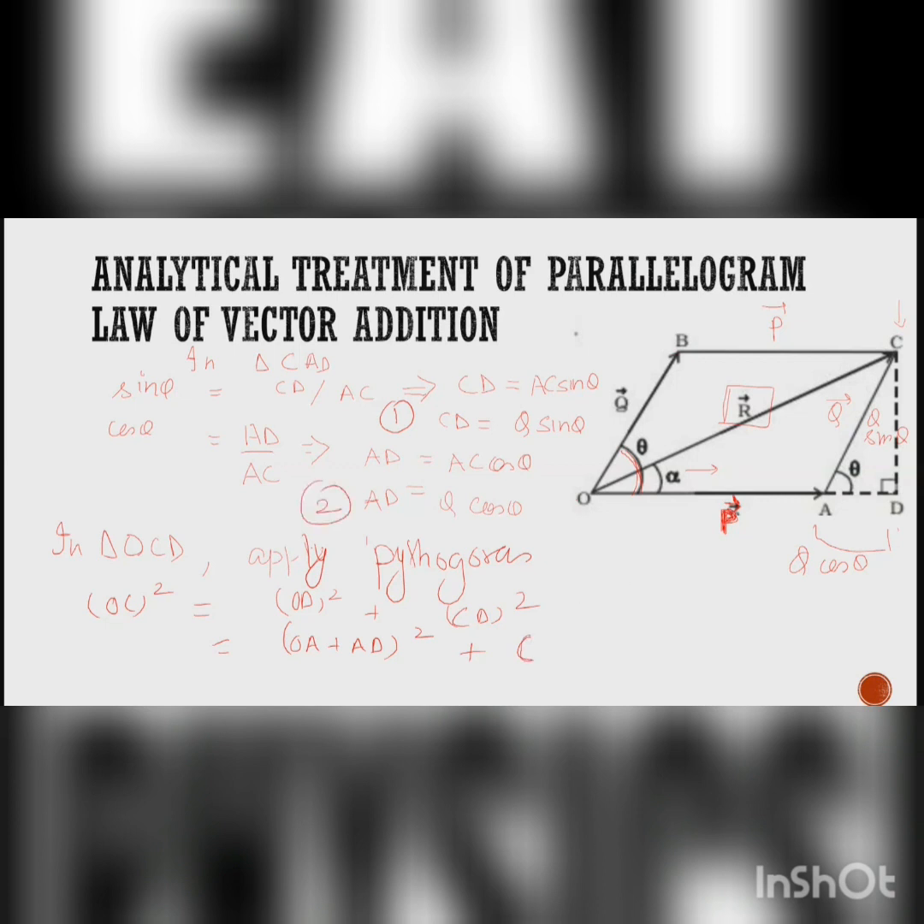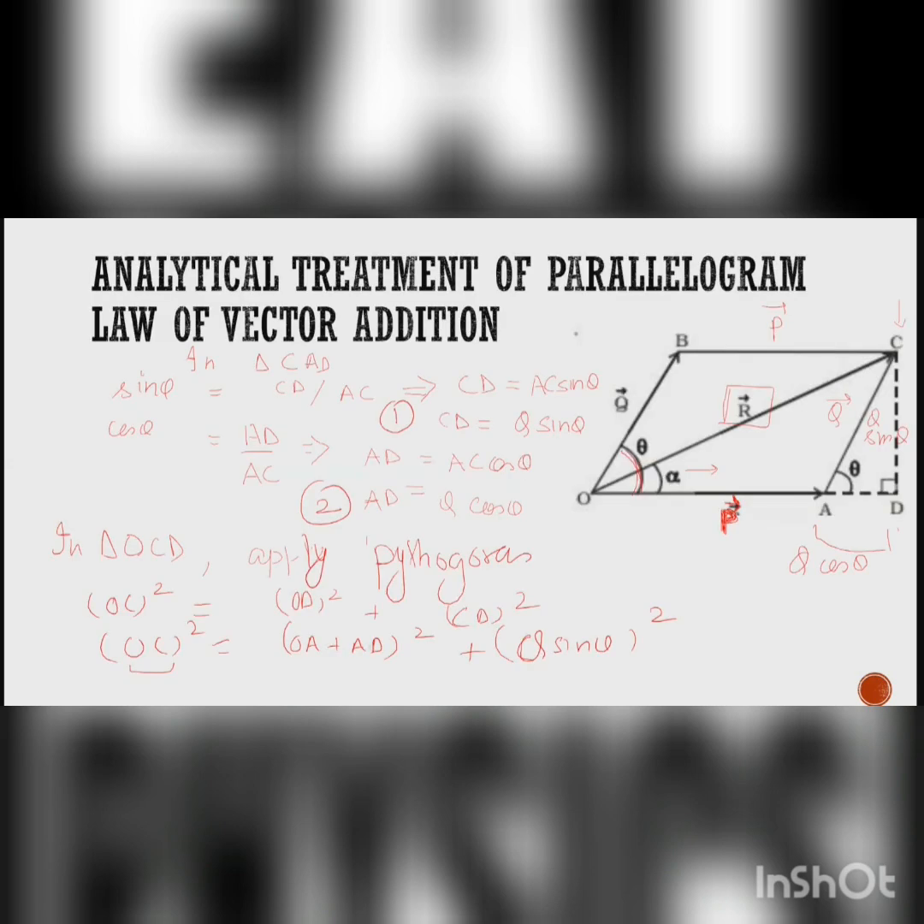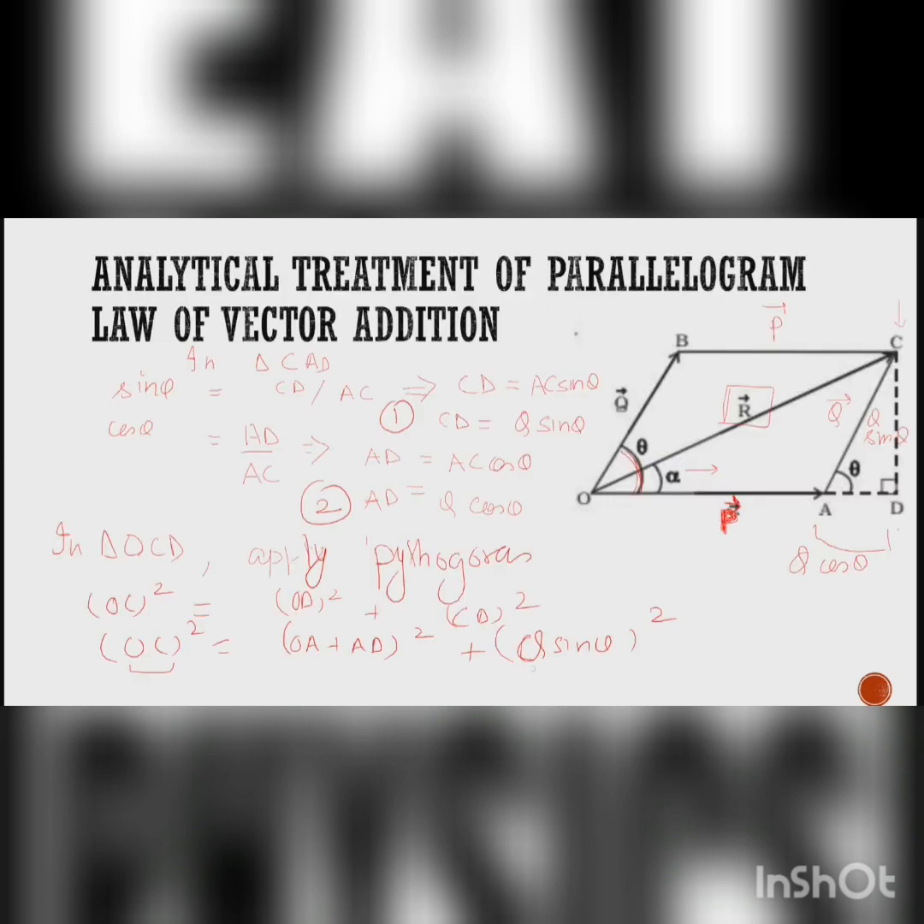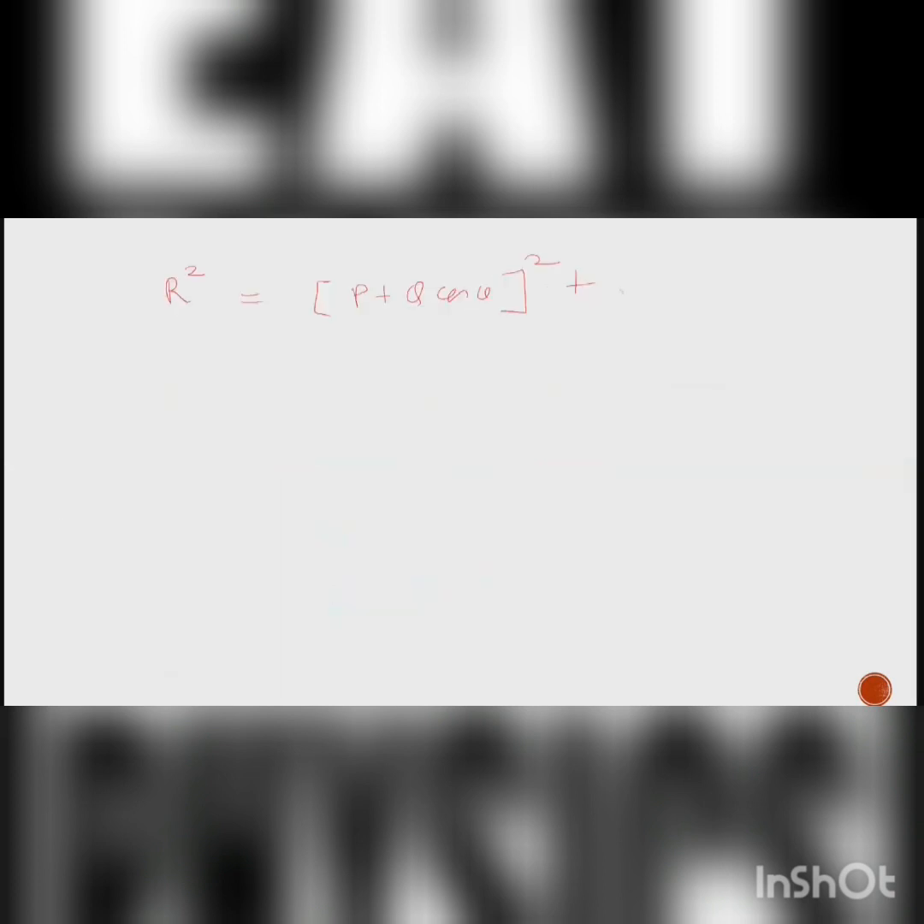From expression 1, I can write it as Q sin theta whole square. Now OC is nothing but your resultant vector R. So R square equals OA plus AD. OA is your vector P and AD is Q cos theta. So (P plus Q cos theta) whole square plus Q square sin square theta.